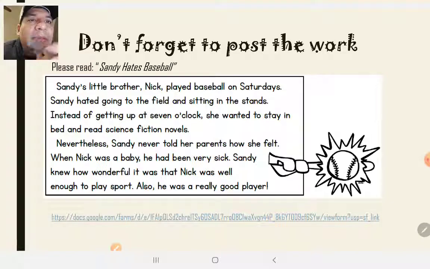Here's another part. Let me go ahead and read this story to you. The story is called Sandy Hates Baseball. Sandy hates baseball. Sandy's little brother, Nick, played baseball on Saturdays. Sandy hates going to the field and sitting in the stands. Instead of getting up at 7 o'clock, she wants to stay in bed and read science fiction novels. Nevertheless, Sandy never told her parents how she felt. When Nick was a baby, he had been very sick. Sandy knew how wonderful it was that Nick was well enough to play sports. Also, he was a really good player.